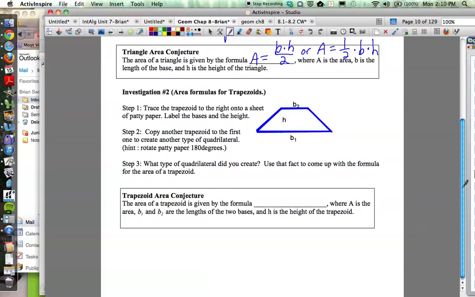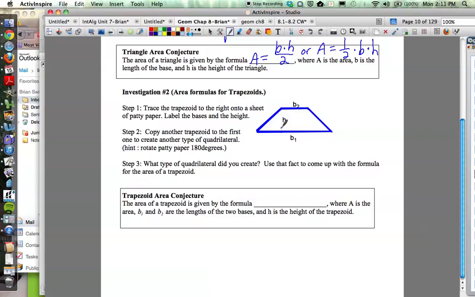Investigation 2 is then for a trapezoid. It says trace the trapezoid to the right onto a sheet of patty paper, label the bases and the height. So a trapezoid has two different bases. The parallel sides are called the bases of the trapezoid. So we've got base sub 1 and base sub 2, and then the height between them right here would be the perpendicular distance between the two bases. Step 2, copy another trapezoid to the first one and create another type of quadrilateral. Hint, rotate patty paper 180 degrees.